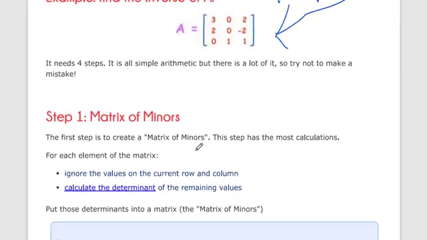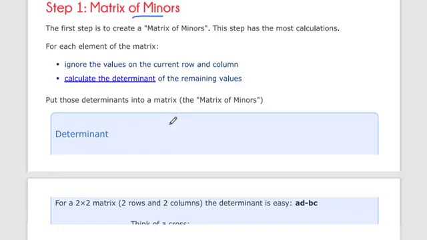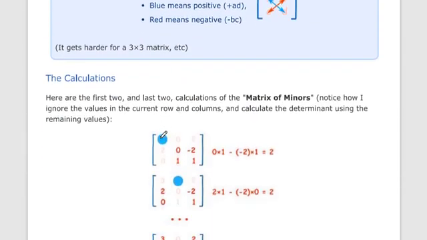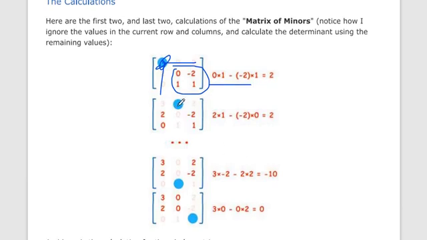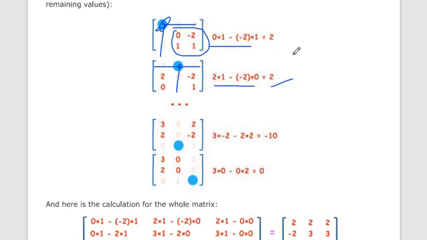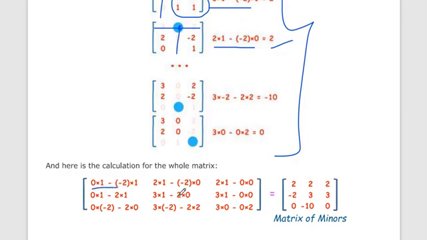First of all we have to make a matrix of minors. How do we make a matrix of minors? First of all we take the first row, first column, ignore that row and column, then this is a minor matrix, then find its determinant. Okay, second row, second column, this will become a 2 by 2 matrix, find its determinant. So for all the values we have to find the determinant of its minor matrix. Okay, here you can see that. So this is a matrix of minors.